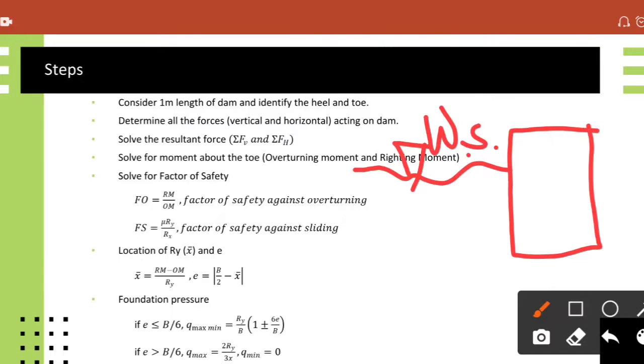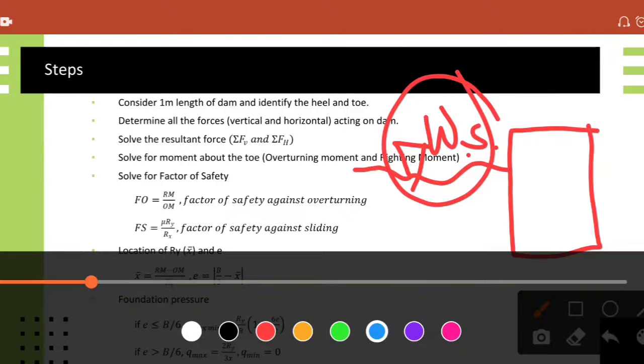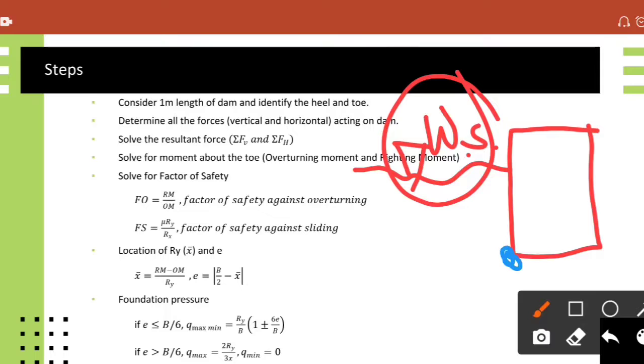Kung i-identify nyo ang heel and toe, tatandaan nyo na kapag sinabing heel, siya yung lowest point kung saan nandoon yung upstream phase. Pag sinabing upstream phase, kung saan ang water surface. Meaning, your heel will be located here. And then your toe will be located here. So, heel. And this one is the toe. Ganyan lang. So, malinaw na sana dyan.